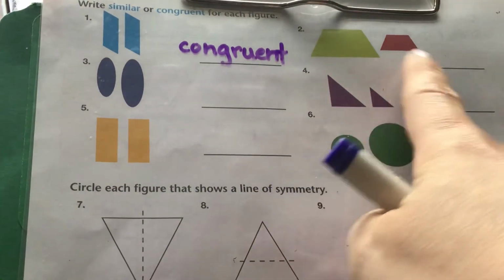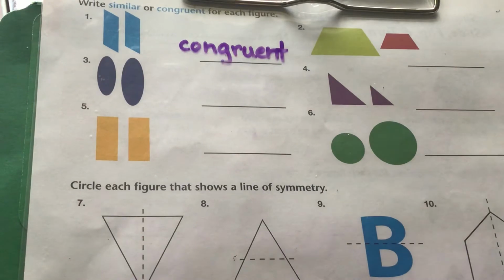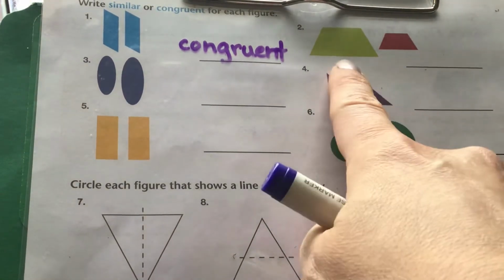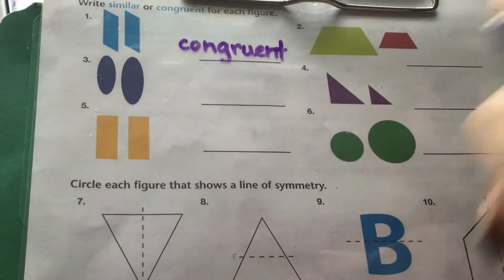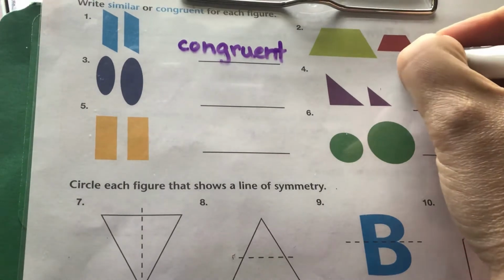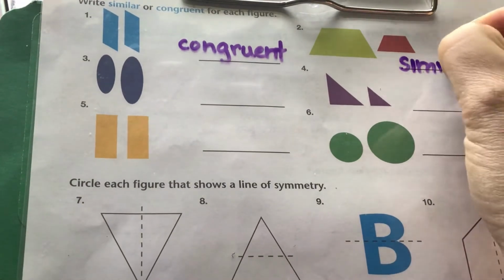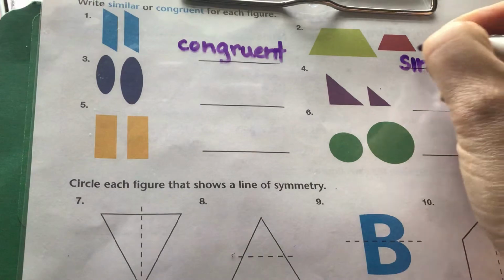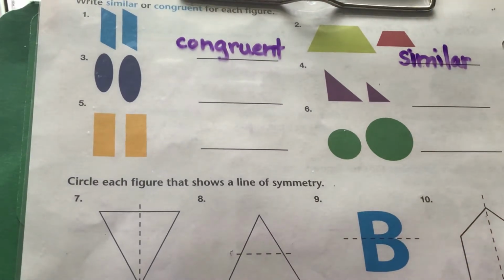Number 2, we have trapezoids. Okay, but notice, even though they're both trapezoids, this one is larger than this one. So we would describe these shapes as being similar. Those are similar.